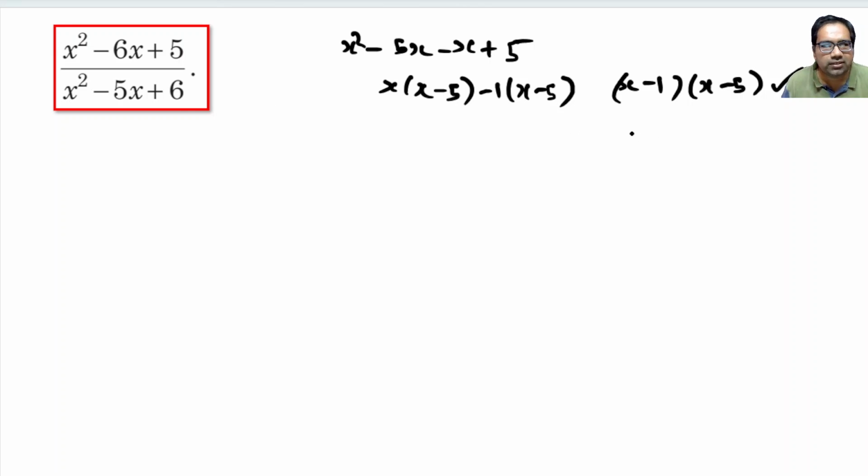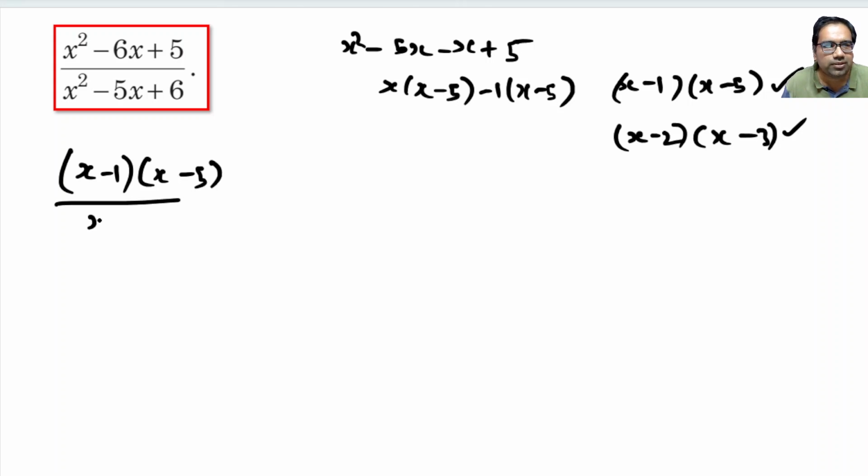Similarly, the denominator is x minus 2 into x minus 3. We can break this easily, right? x square minus 2x minus 3x plus 6, so x minus 2 into x minus 3. The sum of the roots, 2 plus 3, is 5, which is minus b by a. Similarly, 1 plus 5 is 6, that is, the sum of the roots is 6, minus b by a. Right? So now, what is this expression? x minus 1 into x minus 5 over x minus 2 into x minus 3.